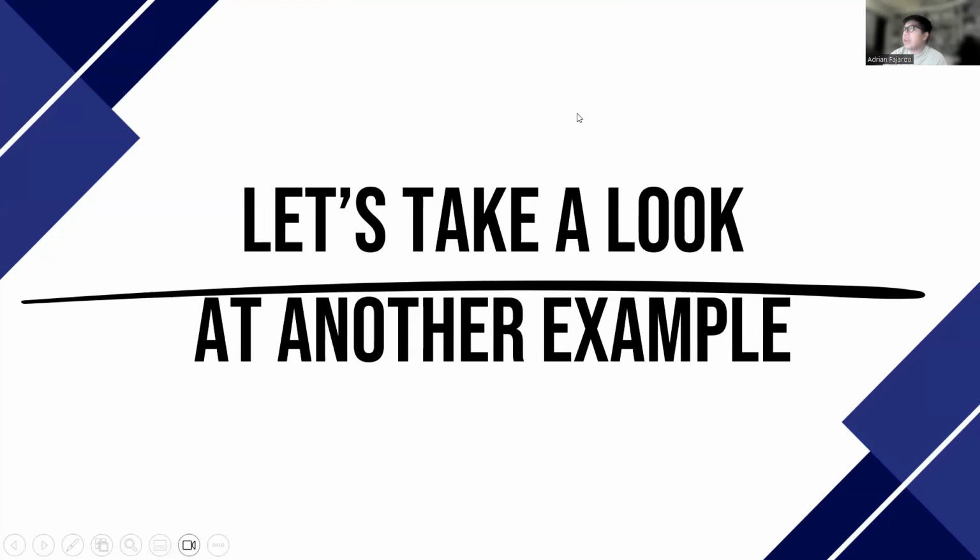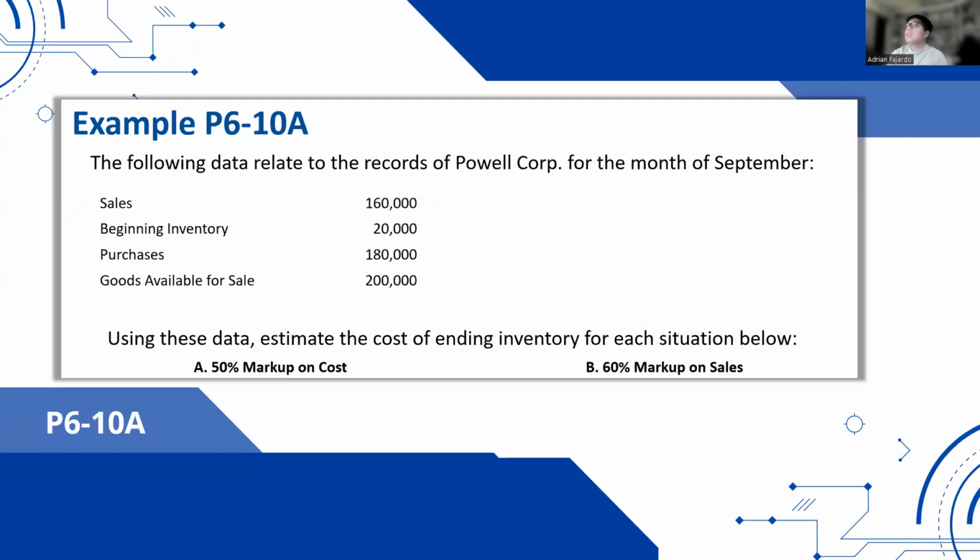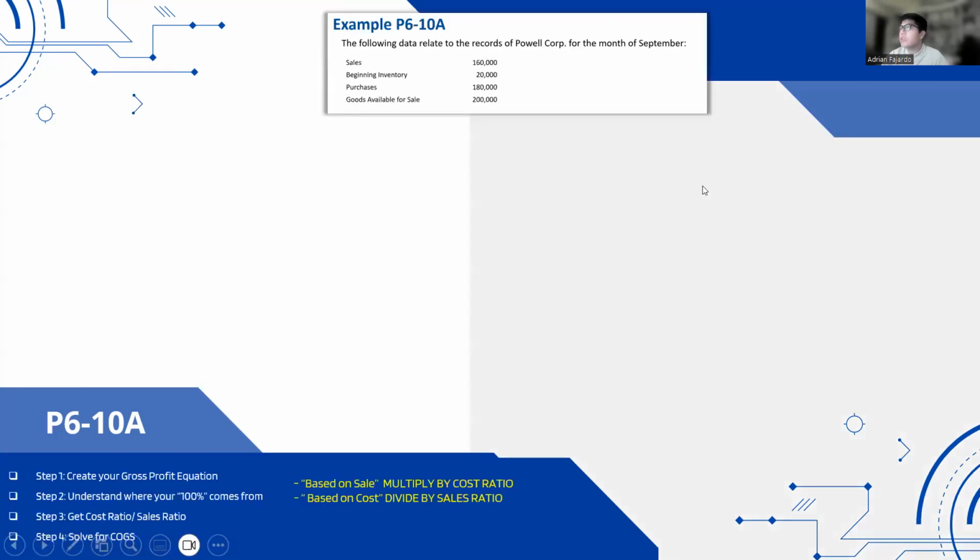So, let's take a look at another example kasi that's just illustrative. So, pasadahan ulit natin. The following data relate to the records of Powell Corp for the month of September. You have sales of 60,000, beginning inventory of 20, purchases of 180,000 and goods available for sale for 200,000. So again, one of the things na gusto kong itaga sa inyo is that it's net sales. So ito, sales lang yung binigay. Pero if ever binigyan kayo ng sales return, sales discount, it should be net sales. So sales minus sales discount minus sales return and allowance. So let's do it.